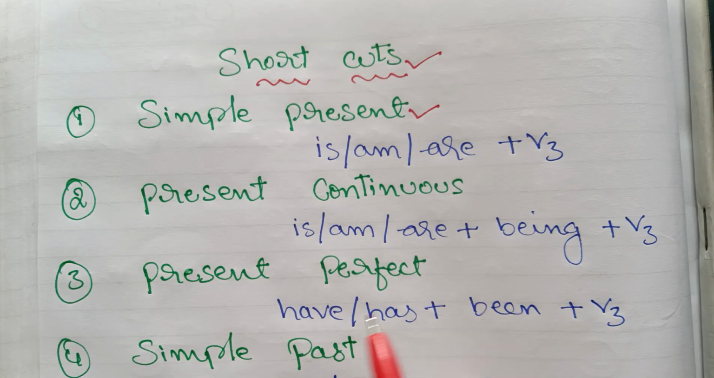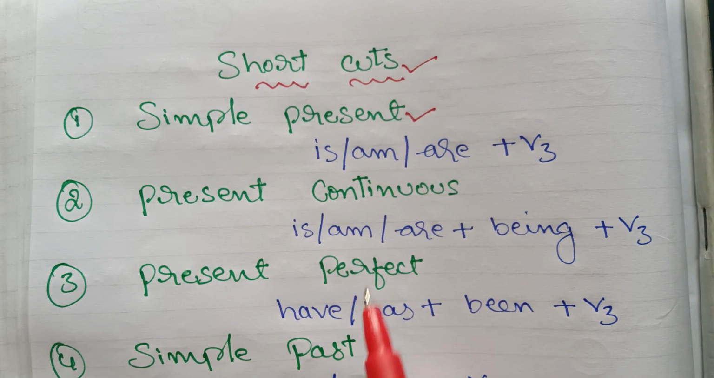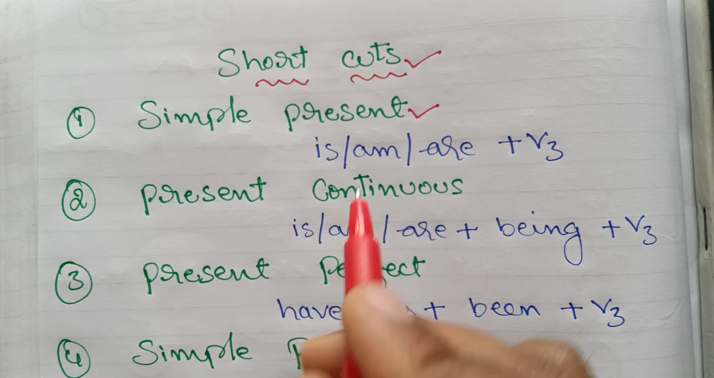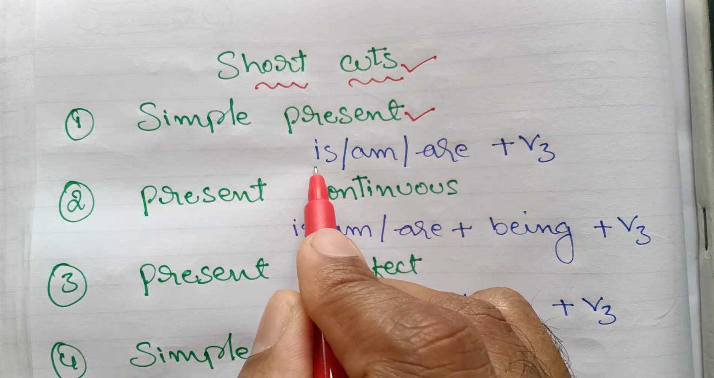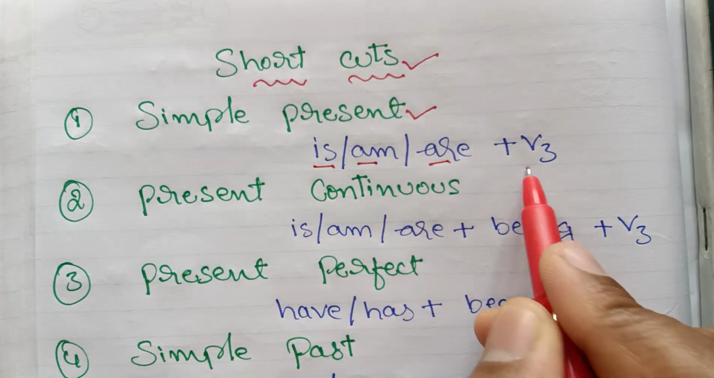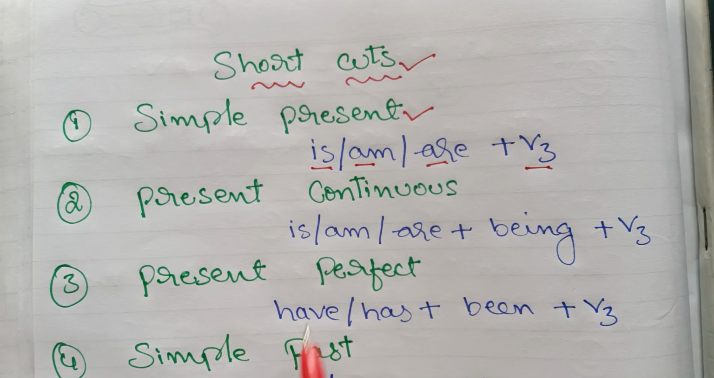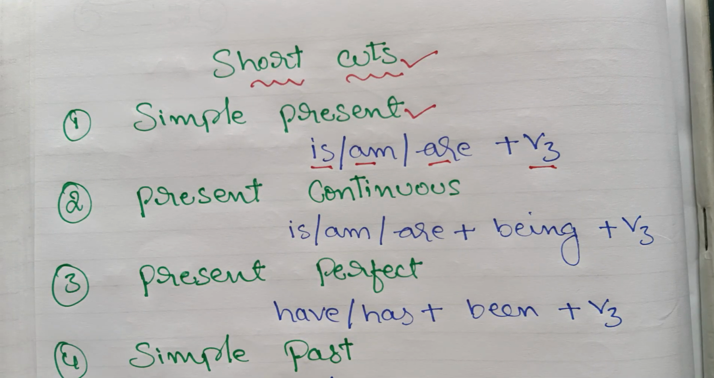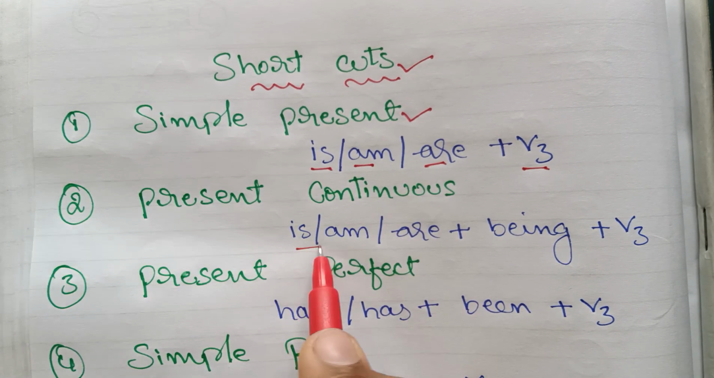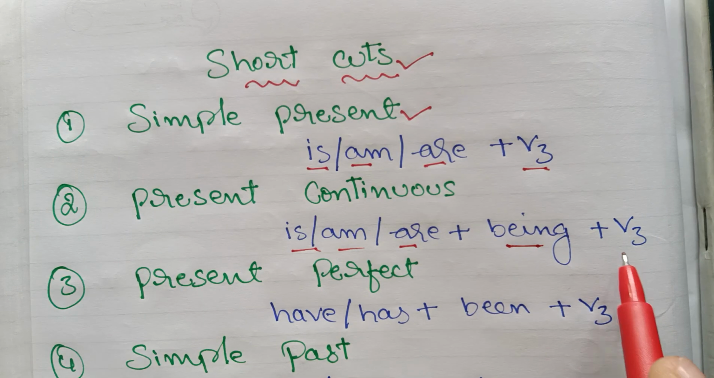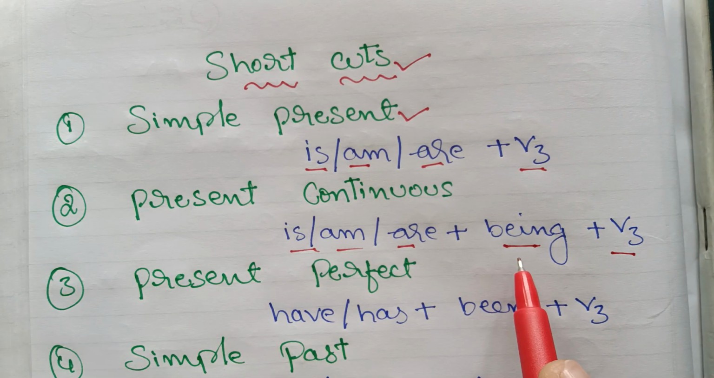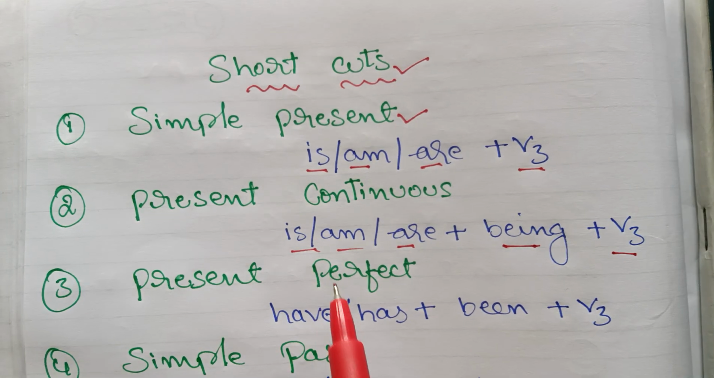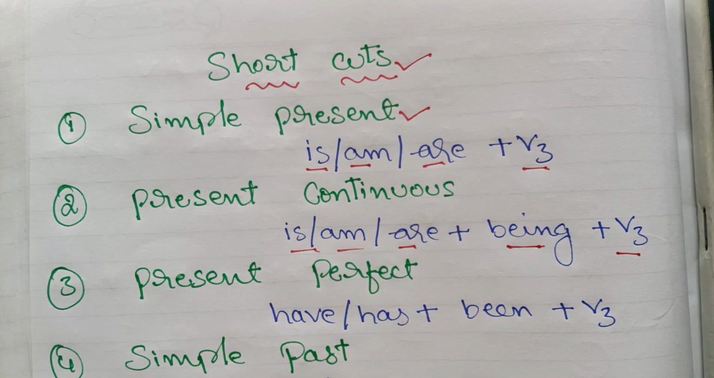Now see these shortcuts. Whenever there is a sentence in simple present tense, then we can always use is, am or are plus V3. In present continuous, is, am, are plus being plus V3. This is what I told. Being goes before the main verb and after the helping verb.